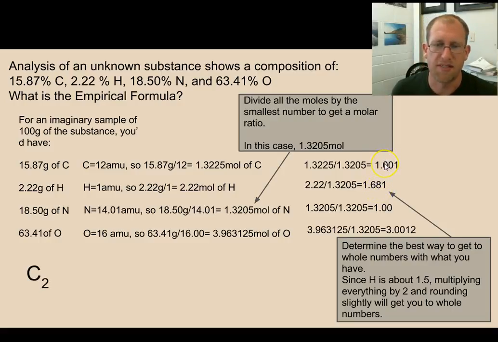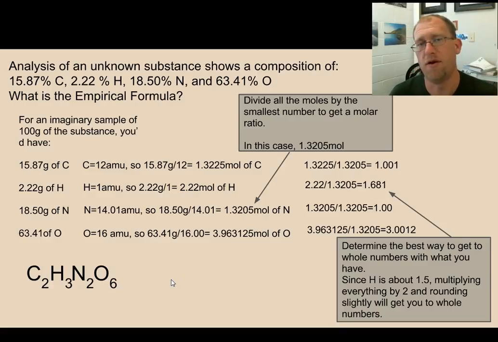And I'm going to wind up with C2, carbon, 1 times 2. Hydrogen, 2.22% became this many moles, and then that ratio, and then I'm going to multiply that by 2, which is essentially 3. H3. Nitrogen, 1 times 2 is 2, N2, and oxygen, 3 times 2 is 6, O6. C2H3N2O6 is my best guess as to the empirical formula that would represent these percentage compositions.